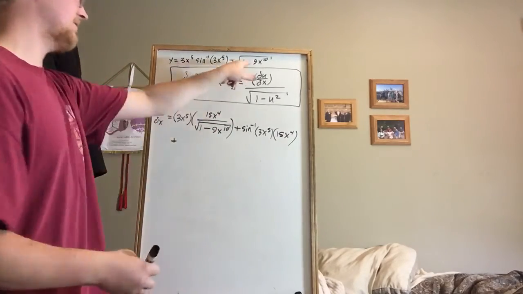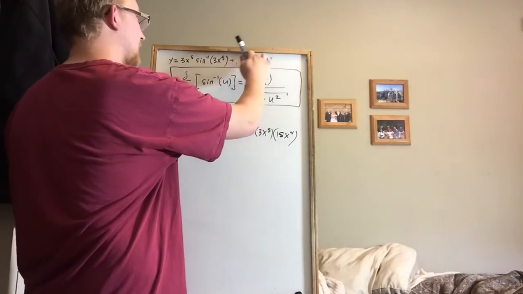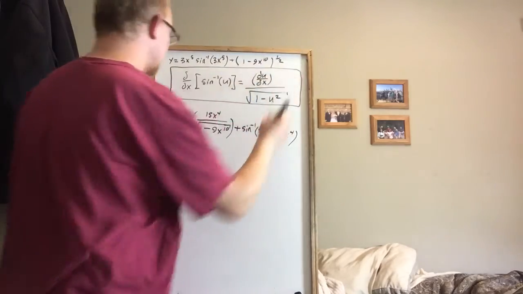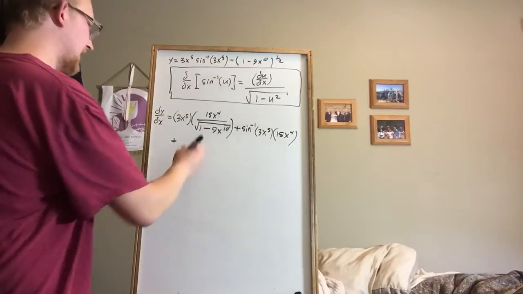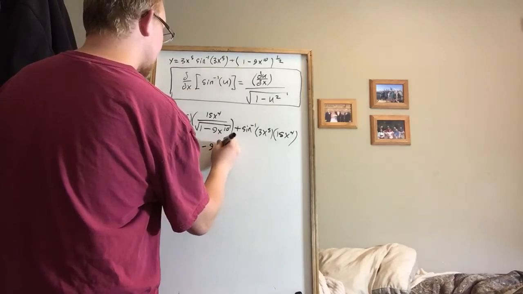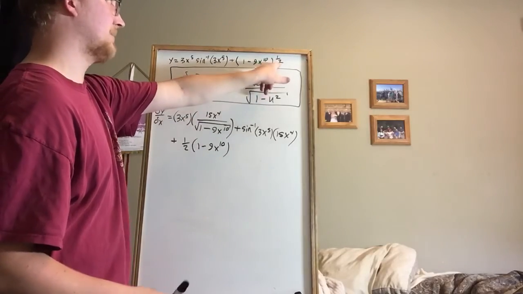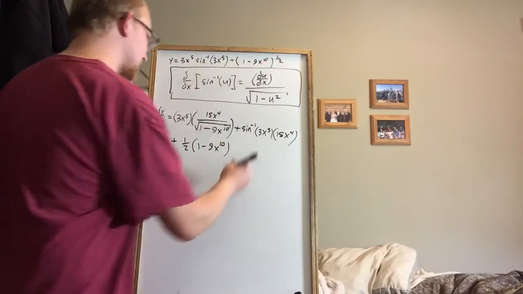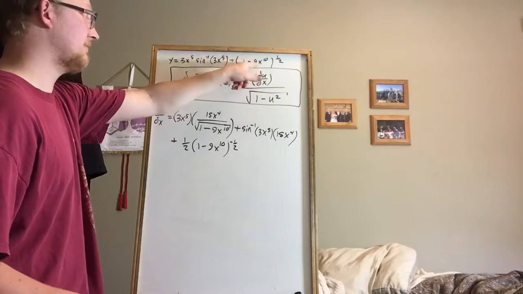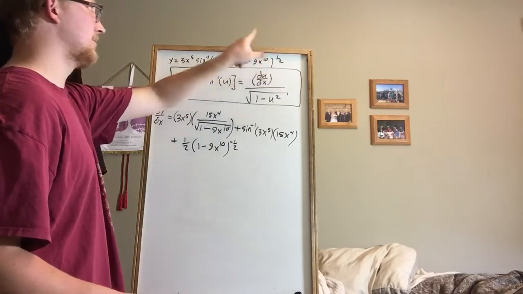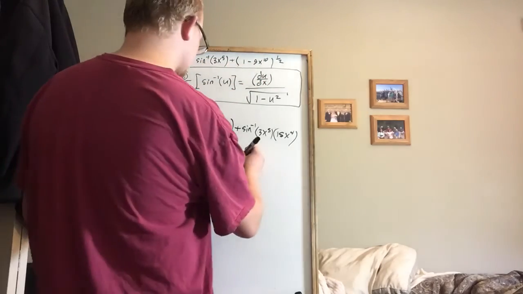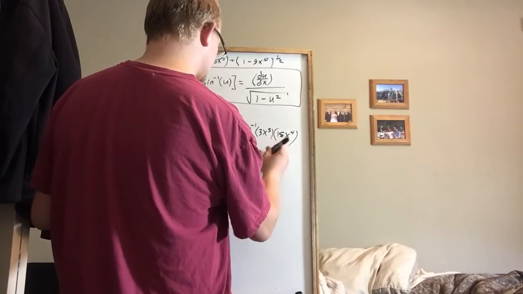Plus the derivative of this. I recommend writing the square root as a parentheses with a 1/2 power. So using the power rule, we bring down the 1/2, times 1 minus 9x to the 10. We subtract 1 from the power via the power rule. That's going to give us minus 1/2. And then the chain rule needs to be respected. So the derivative of the inside, using the power rule, we bring down the 10, times negative 9. That's negative 90x to the 9. So this is times negative 90x to the 9.